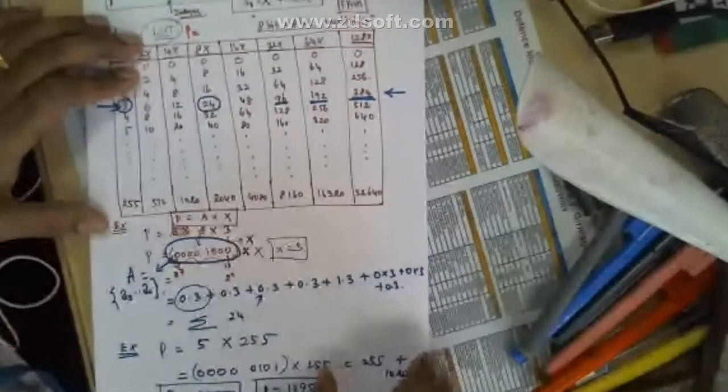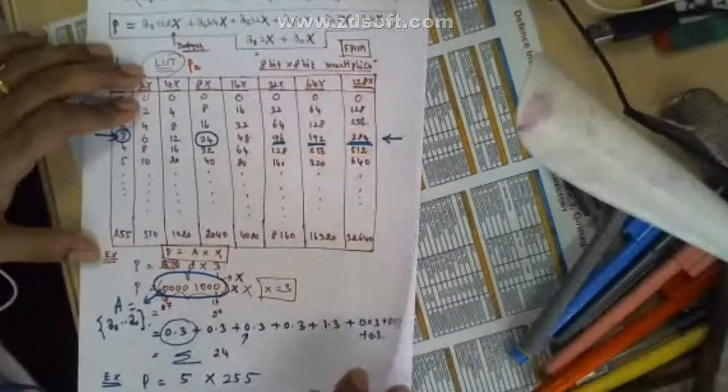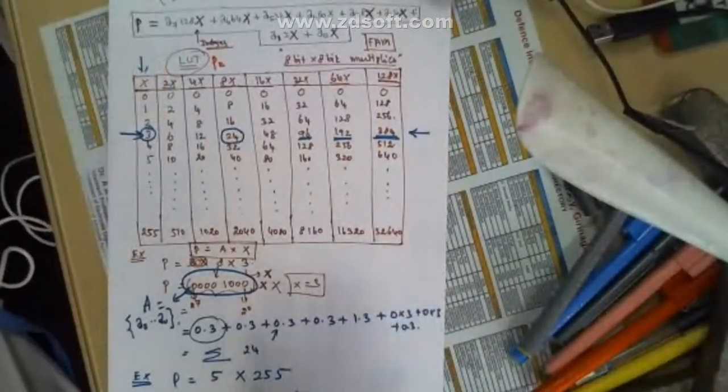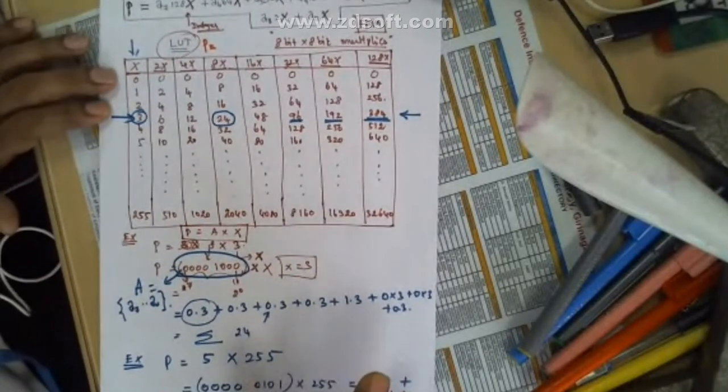I will give you one more example before going to the next topic. Any doubt on this design now? Sir, will it be beneficial to take the smaller number as A?